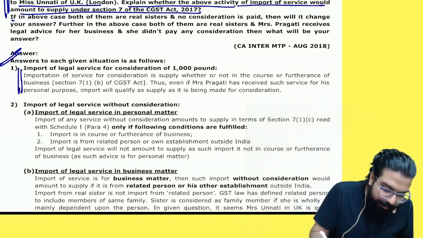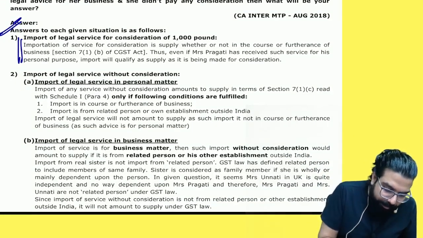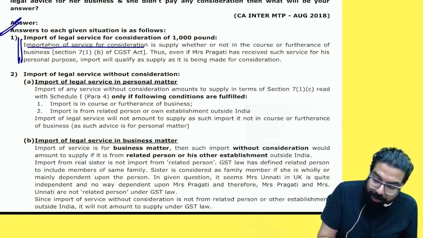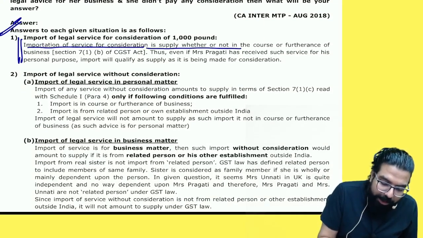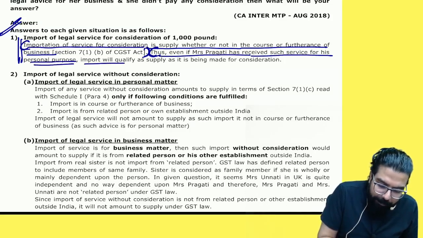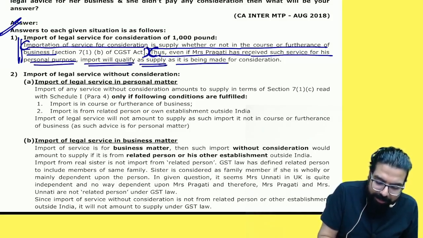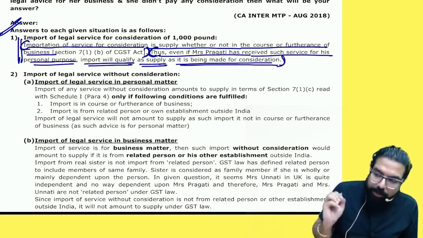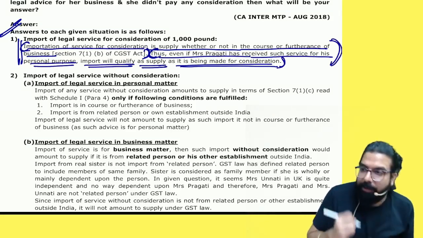Now here they would have written, see, importation of service, first the law: whether or not in the course or furtherance of business, is considered as supply. Do you guys agree? Then they wrote the answer: even if Pragati has received it for personal reason, importation will qualify as supply as it is made for a consideration. Now you might have written a little differently.